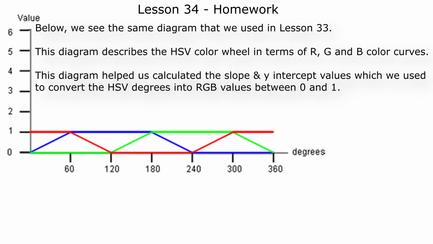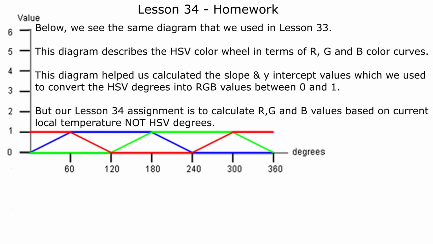Below we see the same diagram that we used in Lesson 33. This diagram describes the HSV color wheel in terms of R, G and B color curves. This diagram helped us calculate the slope and y-intercept values which we used to convert the HSV degrees into RGB values between 0 and 1. But our Lesson 34 assignment is to calculate R, G and B values based on current local temperature, not HSV degrees.